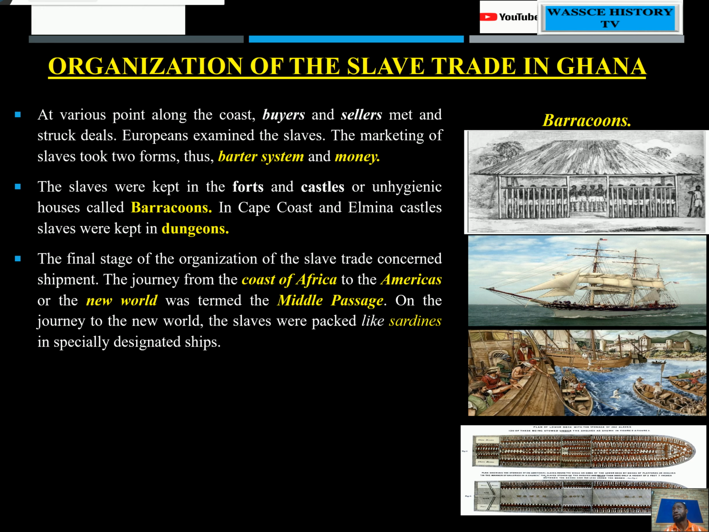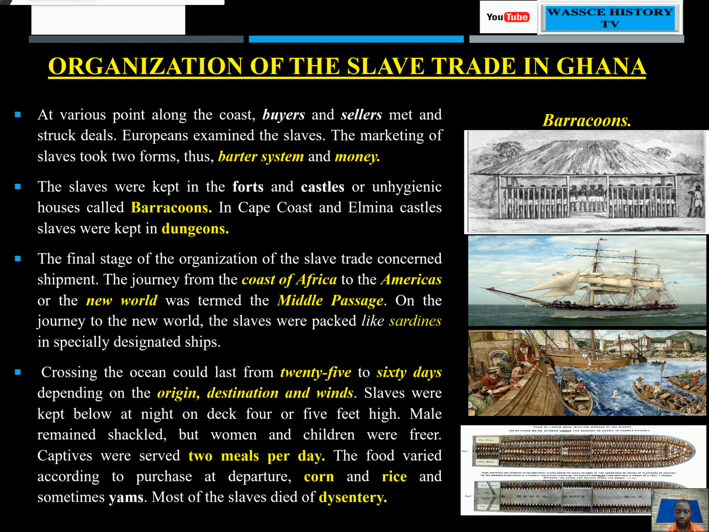So you can also be asked, the journey from the coast through the Atlantic Ocean to the Americas is known as the middle passage, and you should be able to answer that. Now, crossing the Atlantic Ocean would take them 25 to 60 days, like a month or two, depending on the origin, the destination, and the wind, because at this time they were not using steamships. The Europeans were using sail ships, which use the wind to move.